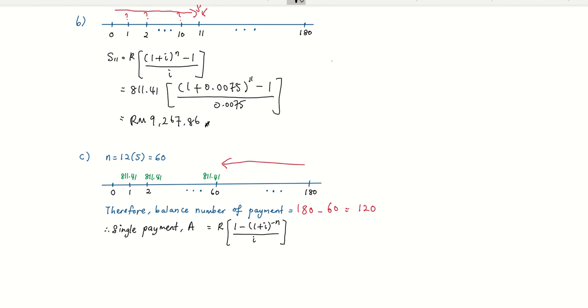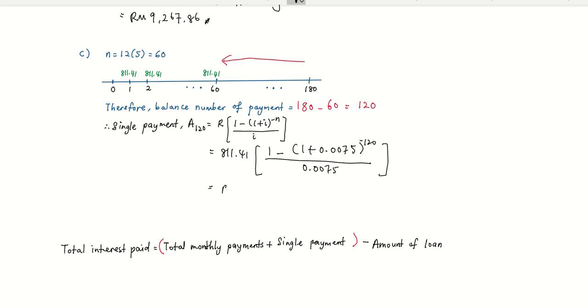We want to find the single payment, or the outstanding balance, at the 60th payment. So substitute n here as 120. R is 811.41 times 1 minus (1 plus i) to the power of negative 120, divided by 0.0075. So the single payment here is 64,054.08. Meaning that he has to pay 64,054.08 in order to settle the loan.